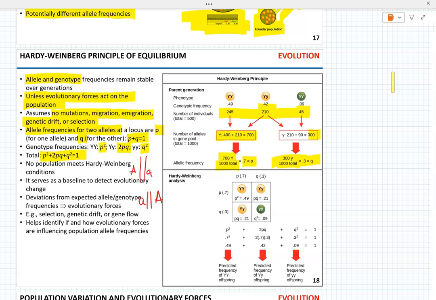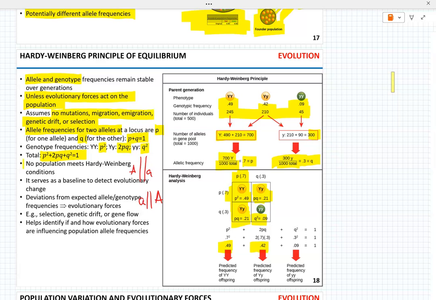If the genotypic frequency for homozygous dominant is 0.49, just like we observed in the population. The genotypic frequency for homozygous recessive is 0.09, just like we observed. And the frequencies for heterozygous, when added together, 0.42. So predicted frequency matches the actual frequency, which tells us that this particular population that we're looking at in this diagram is in Hardy-Weinberg conditions.